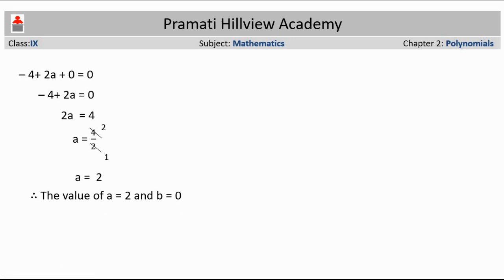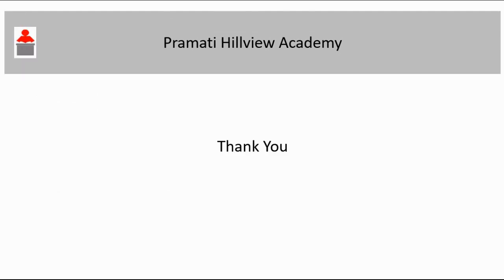We now know to find the unknown value of a polynomial if its roots or zeros are given. We now know the zero of a polynomial, to find the zero of a polynomial, to check whether the given zeros are the zeros of the given polynomial, and to find the unknown value of the polynomial when its zeros are given.